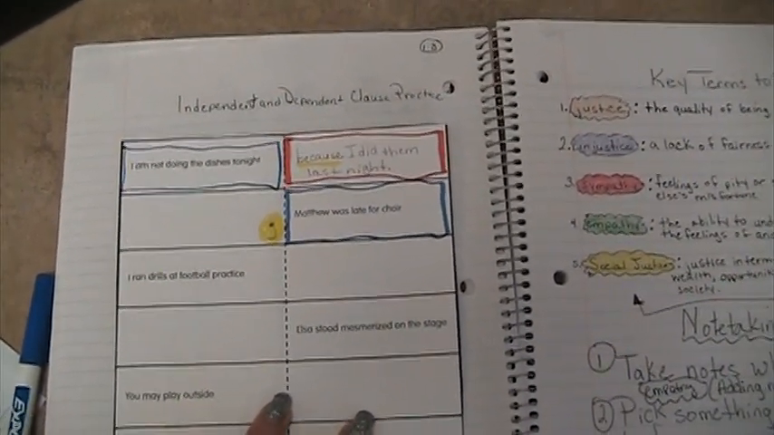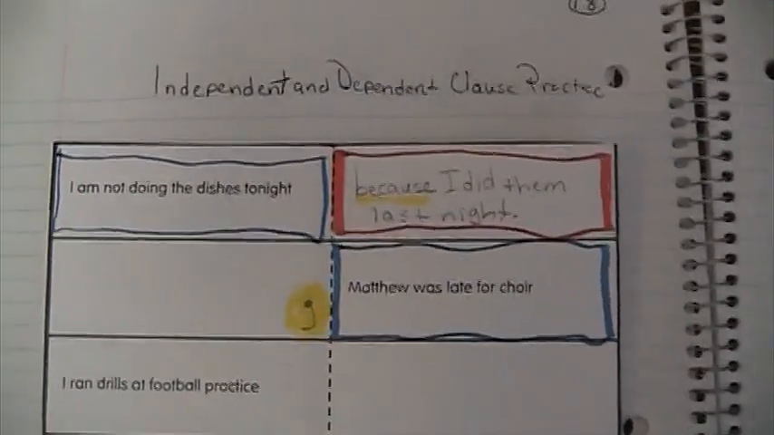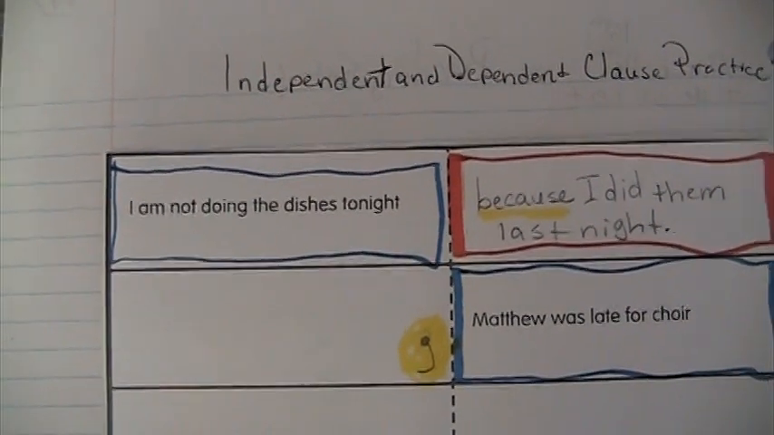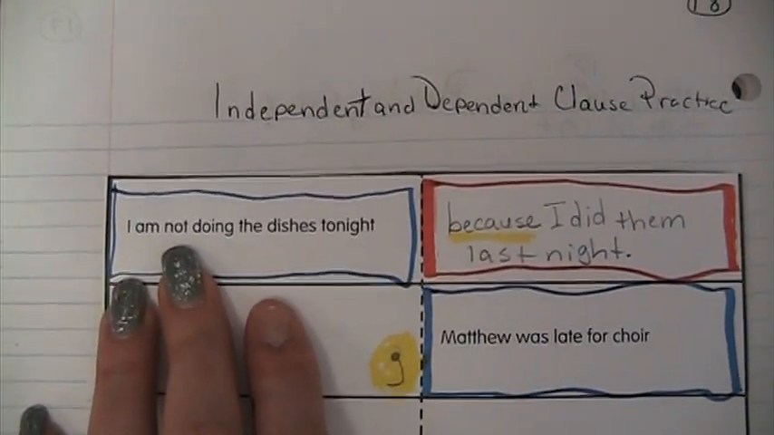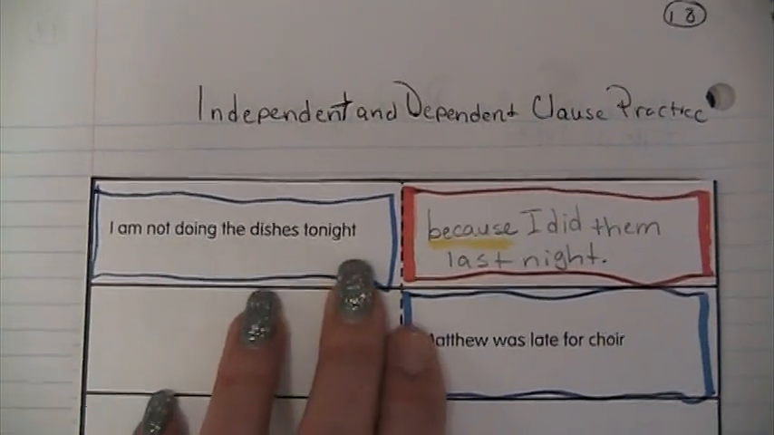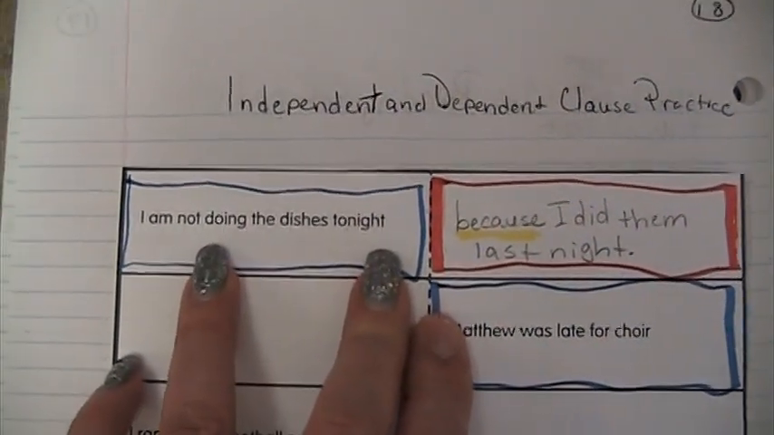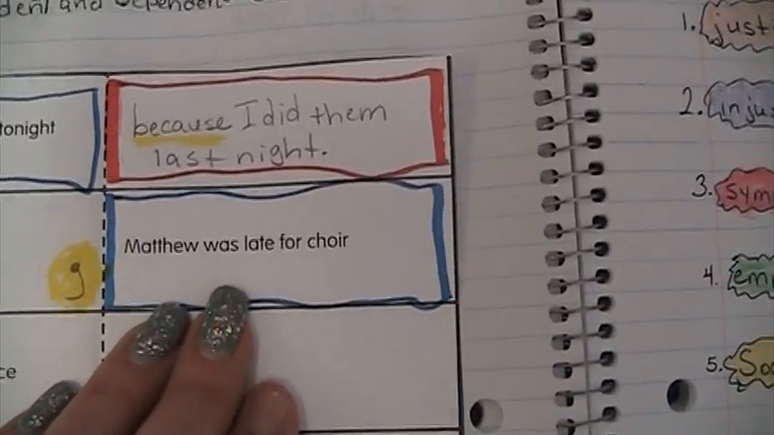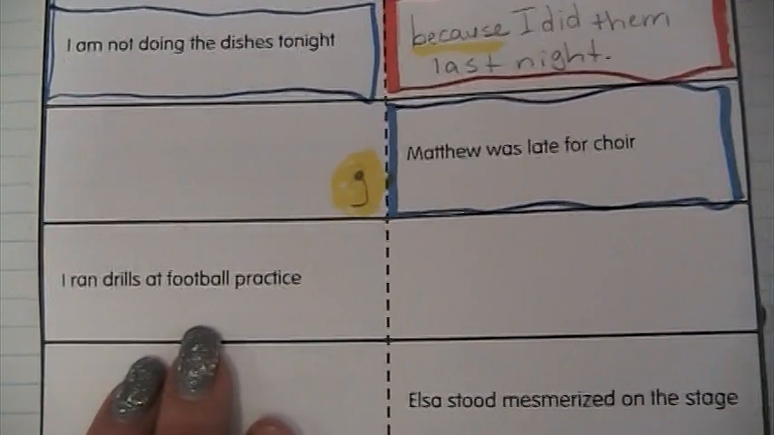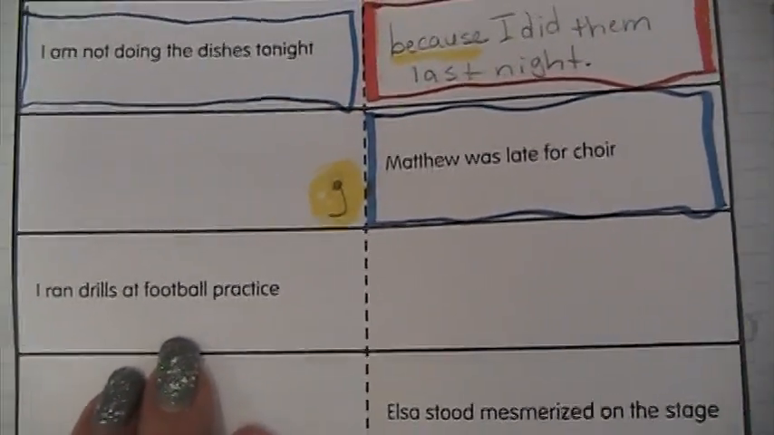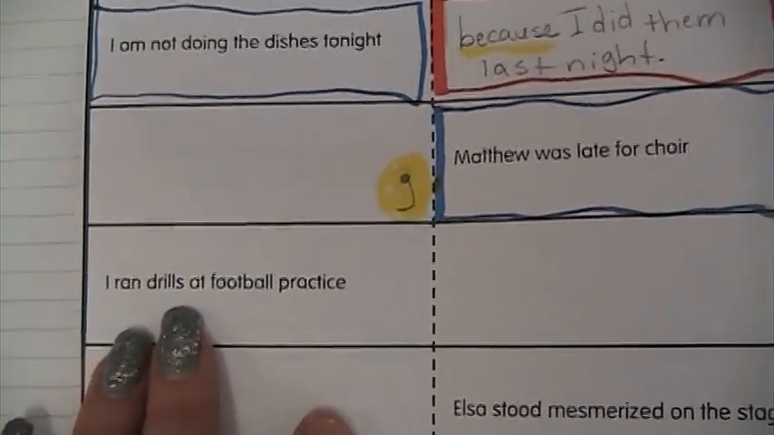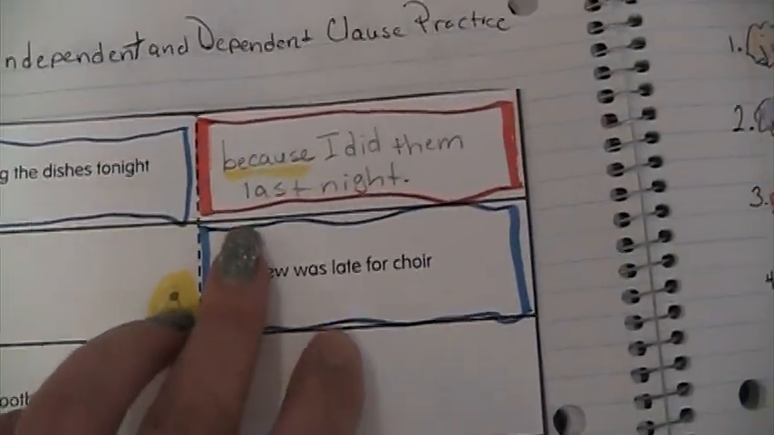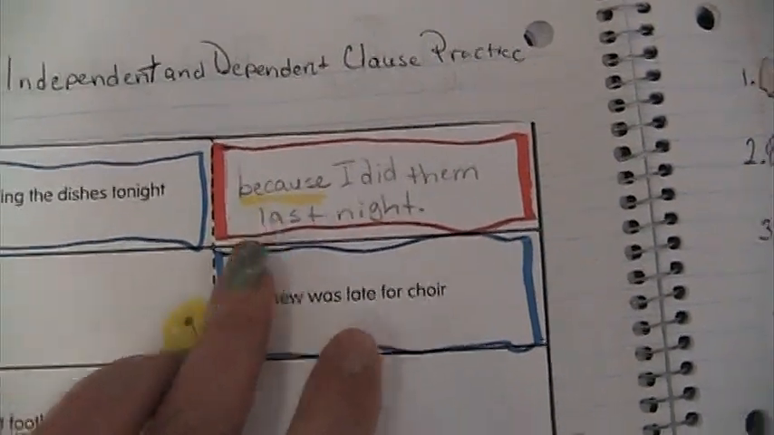All right, now that you have your sheet pasted down, you can see that the authors have given us the independent clauses in each of these sentences. I am not going to do the dishes tonight. That is an independent clause. It can stand alone on its own. Okay, Matthew was late for choir. Again, an independent clause, and so on and so forth. All the ones that are given to you are the independent clauses. We need to add the dependent clauses.